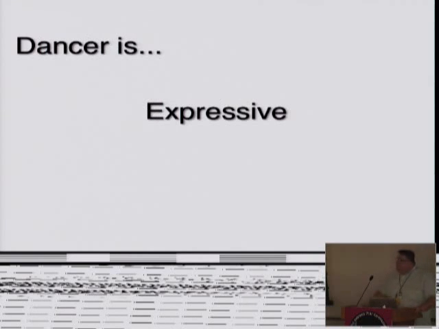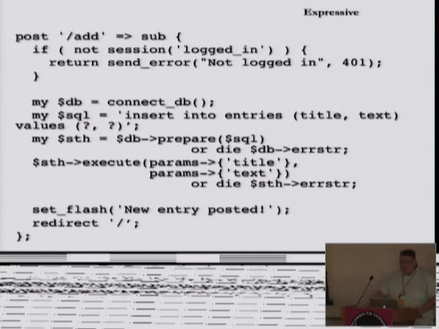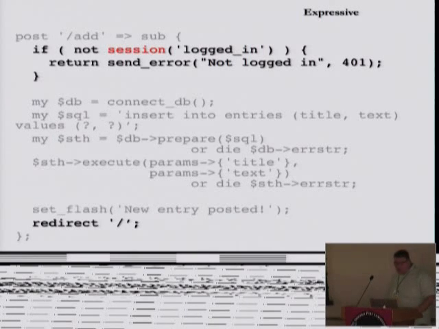Dancer is expressive. It's really expressive and lets you get a lot done with a really short amount of code. So let's talk about another route. Before, in my slide a few minutes ago, we talked about the URI for add. And this actually implements the add route handler. And we have a whole bunch of new keywords here that I'm going to point out to you. One of them is session.